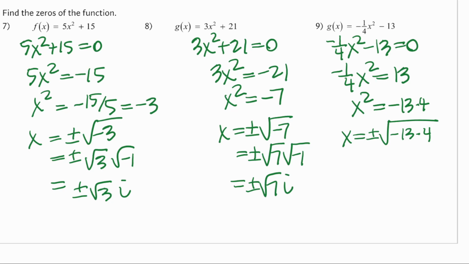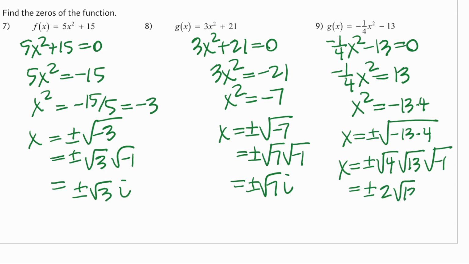I was going to do it anyway, so might as well not put them together if I'm going to take them apart eventually anyway. So x equals plus or minus the square root of 4, square root of 13, and the square root of negative 1. So that's plus or minus 2 root 13i.